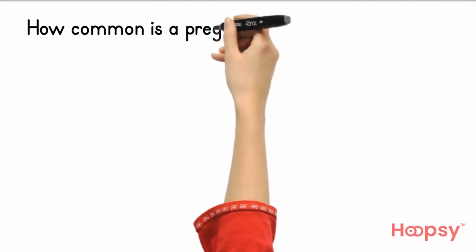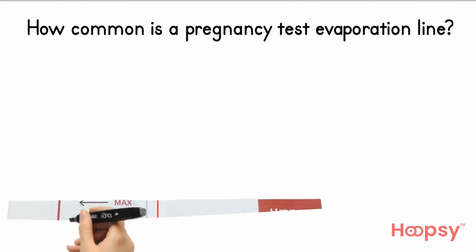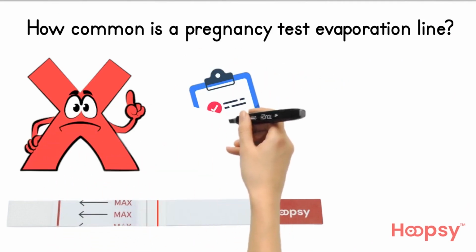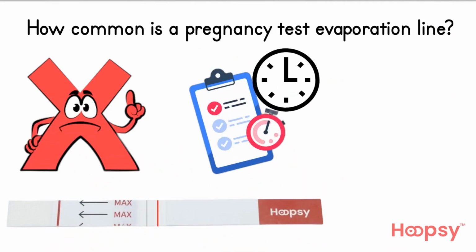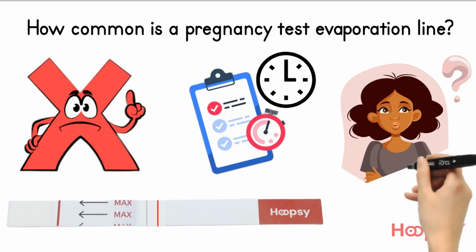Question 4. How common is a pregnancy test evaporation line? An evaporation line is a common occurrence on a pregnancy test, but it doesn't appear every time you test. It's best to read your result within the recommended time on the instructions to avoid any confusion.